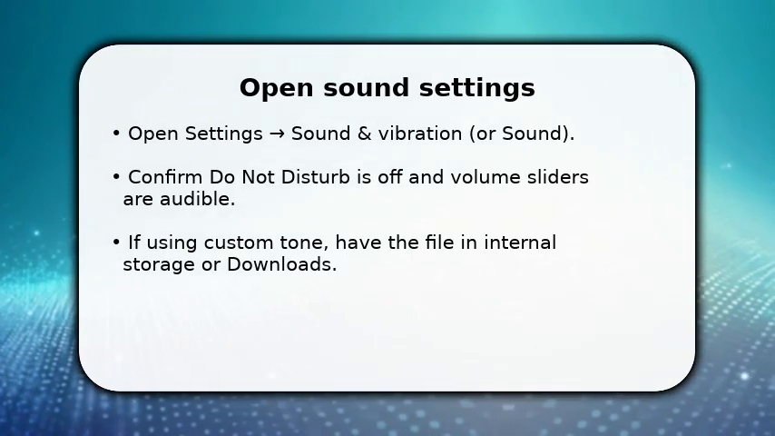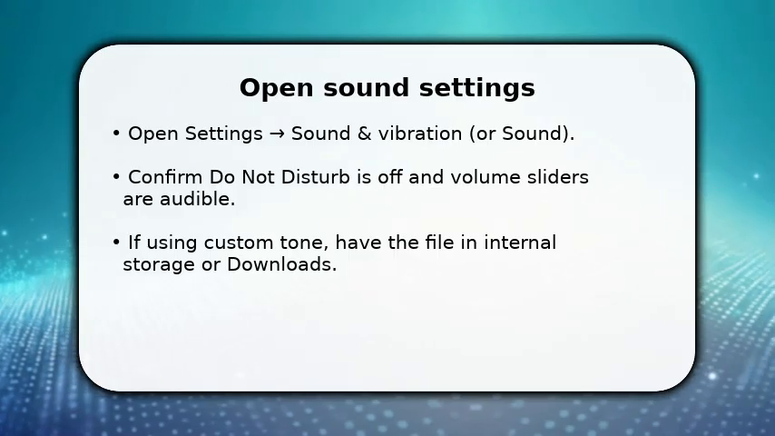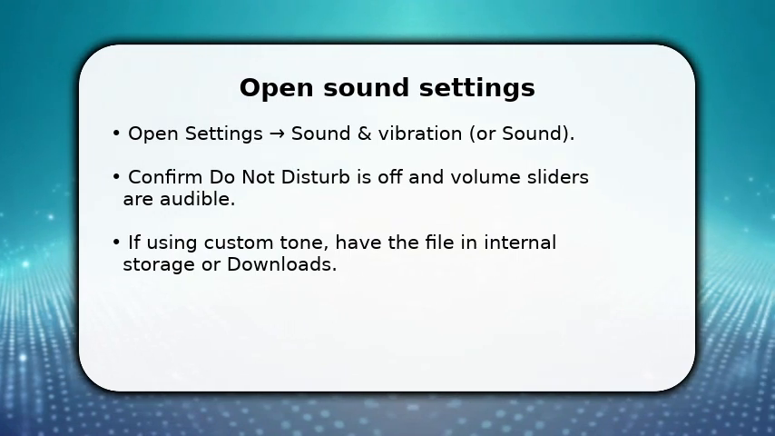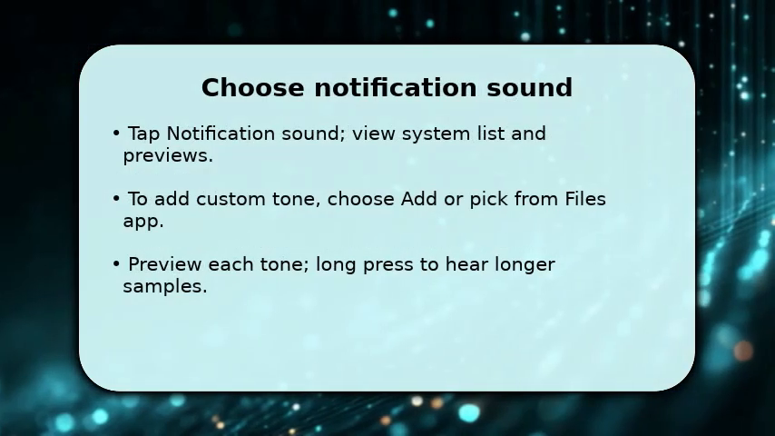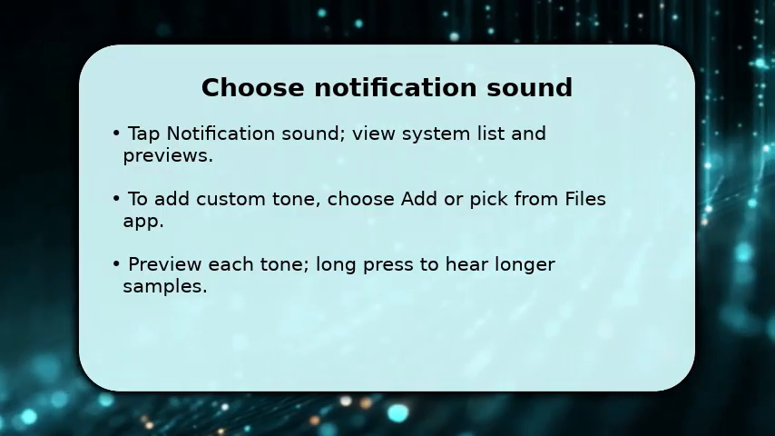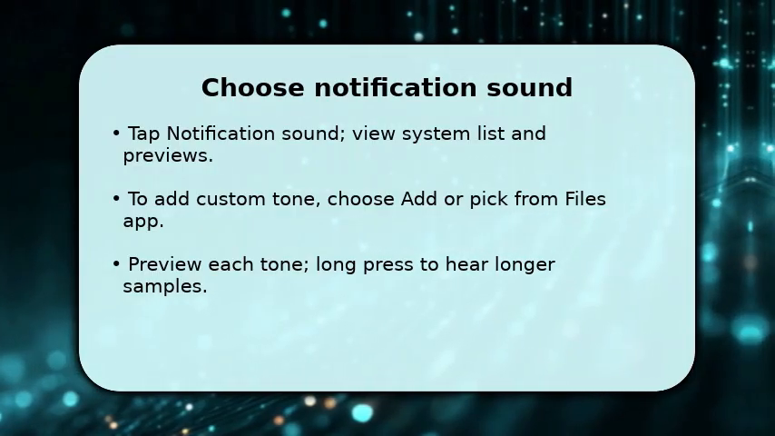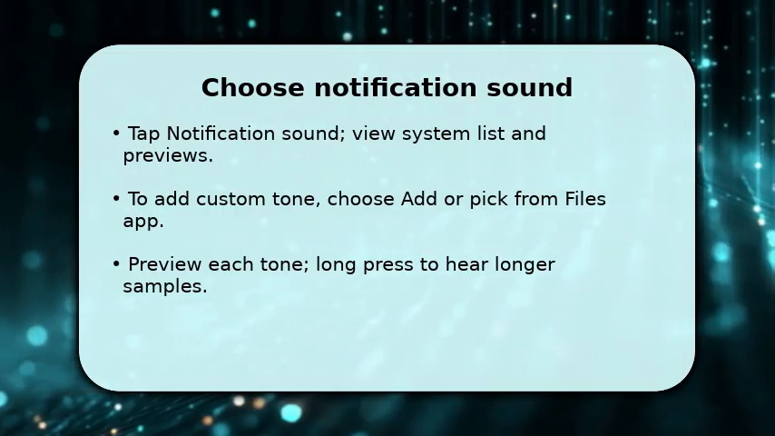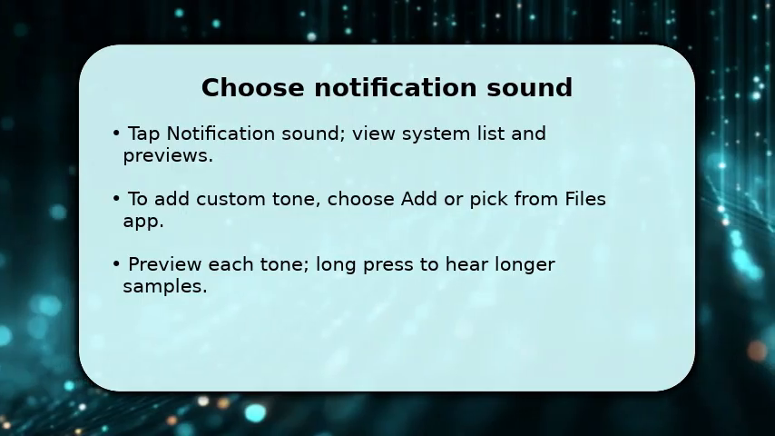This first step prevents permission or visibility issues later, and it gets you straight into the menu, where you can change the notification sound. Now tap Notification Sound to open the picker. Android shows system tones and previews so you can audition quickly. If you want a custom tone, choose Add Sound or pick a file through the Files app. Android will open a picker to import it.